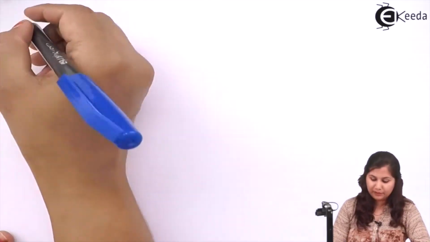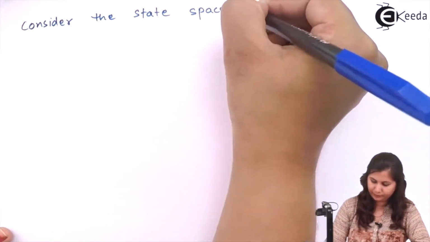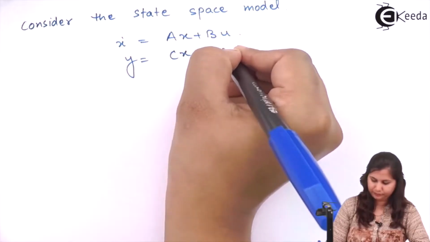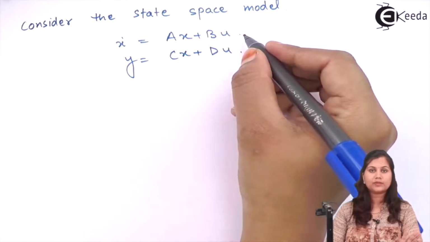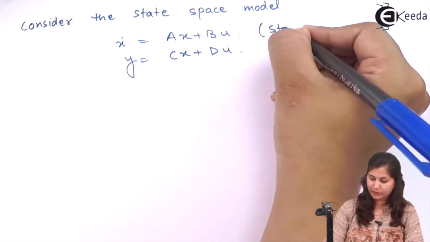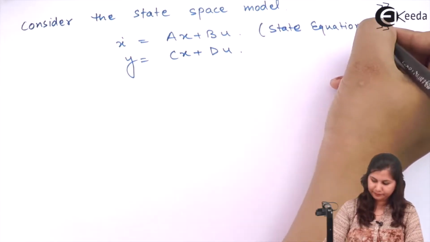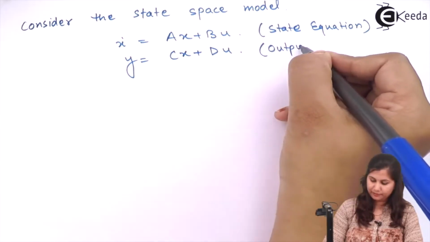Now, in state space representation, we define a system by its state space model. So here consider a state space model. This equation, x dot equals Ax plus Bu, is the state equation. Y equals Cx plus Du is the output equation.